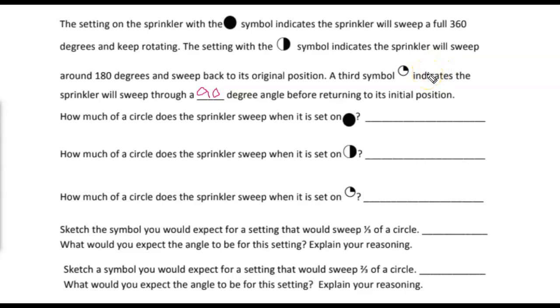How much of the circle does the sprinkler sweep when it is set on the full circle? Well, if this is all colored in, it does look like it would be the full circle. And how much of the circle does it sweep on this setting? Well, I'm going to go with it probably looks like half of it. And this is 1/4.